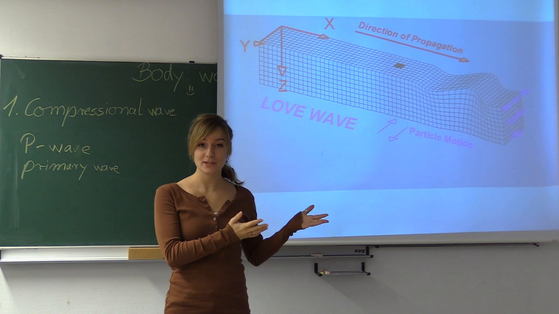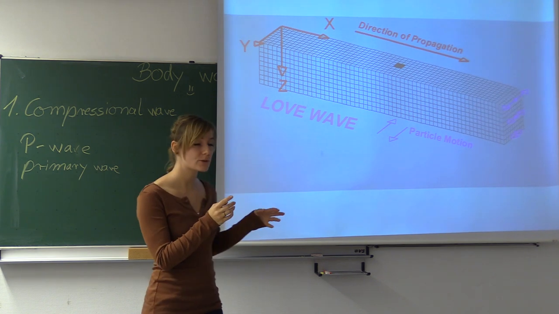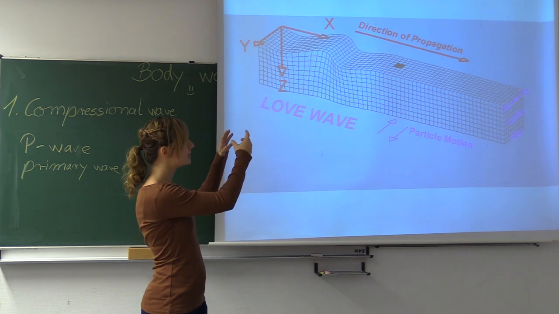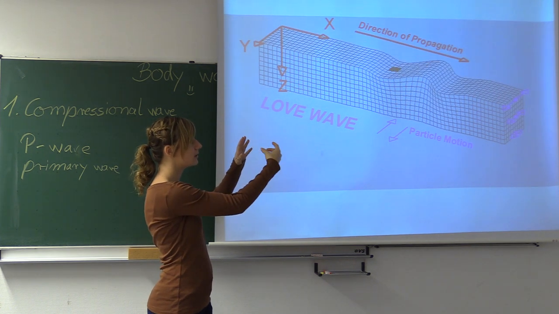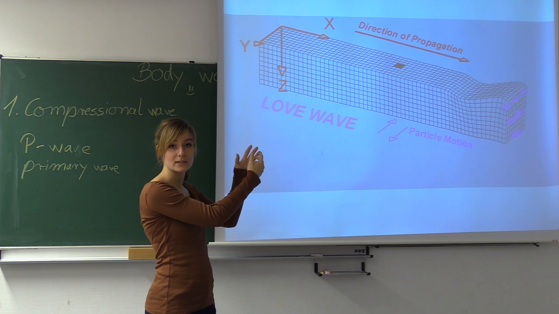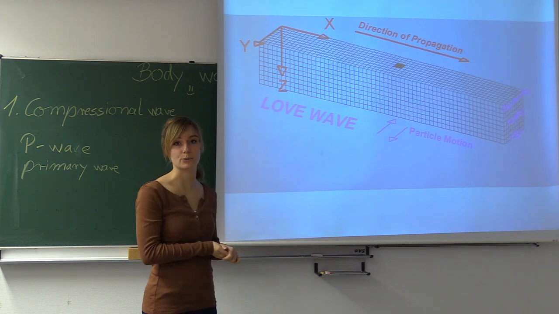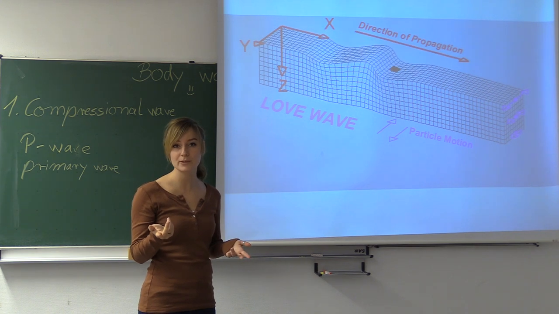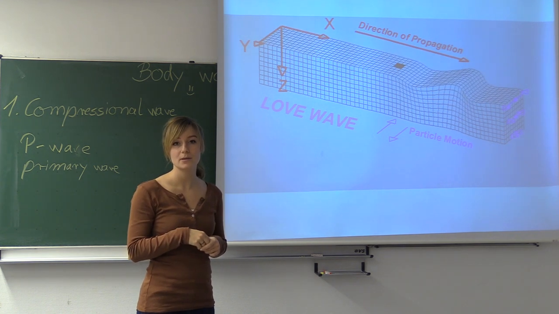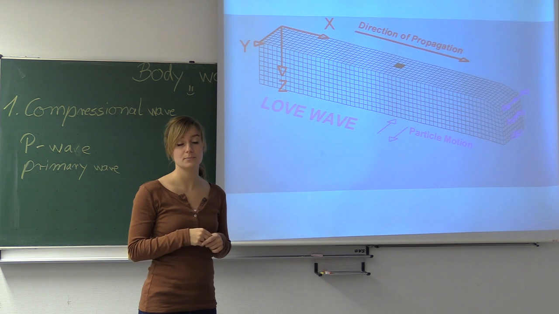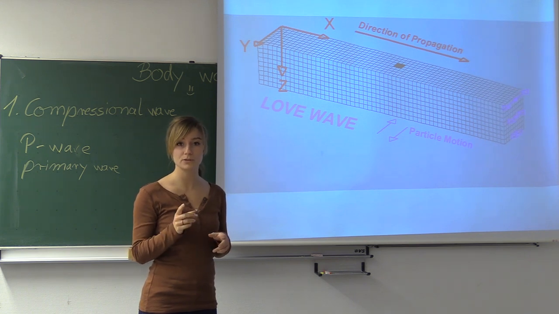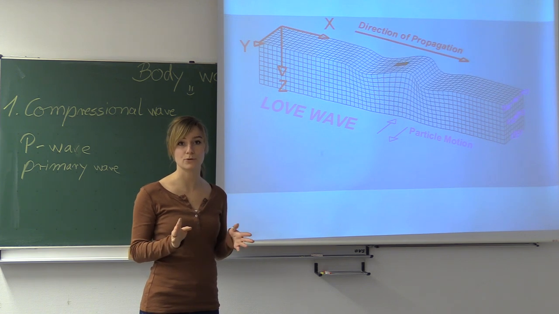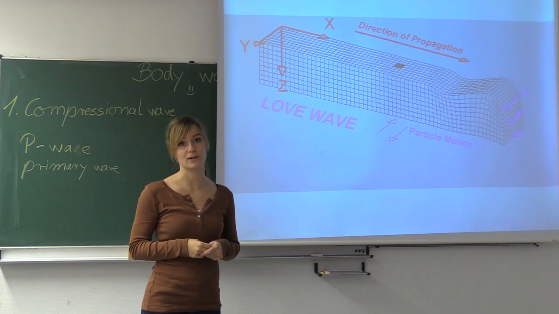So this animation is the Love wave. Please concentrate on the black spot on top of the animation. Do you see how the particles are moved side to side like the movement of a snake? Exactly this motion is described as Love wave. If you're wondering where the name Love wave comes from, it was actually developed by a British mathematician who developed the model for describing this type of wave in 1911. His name was Augustus Edward Love.